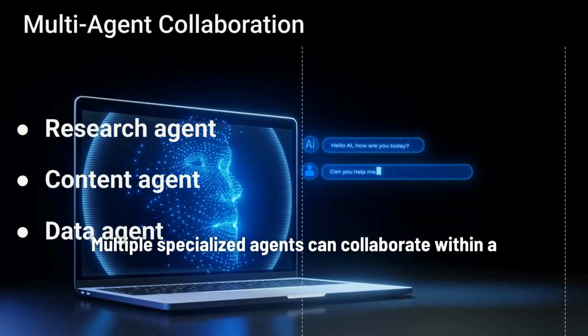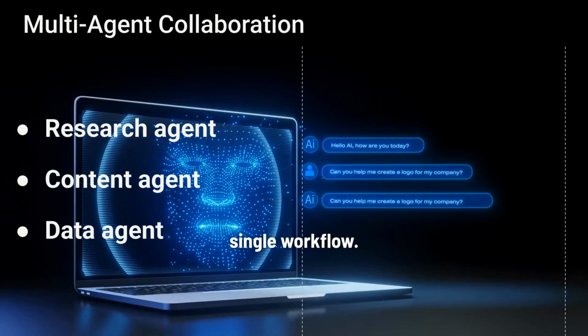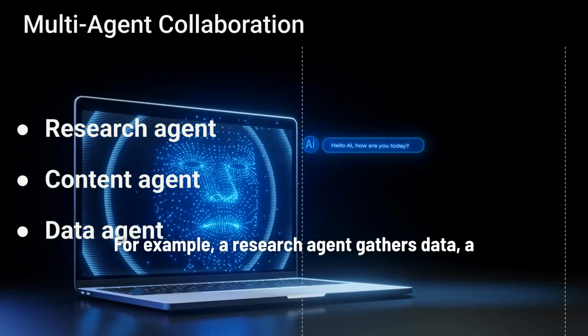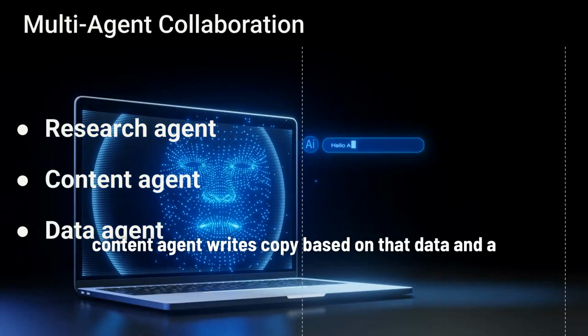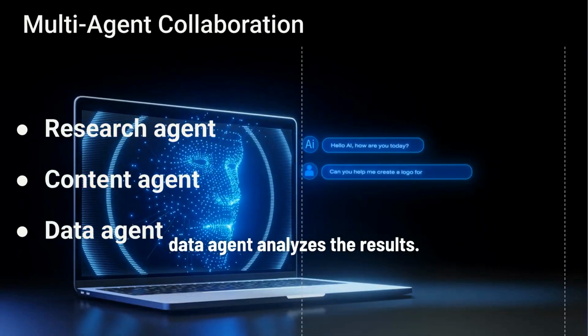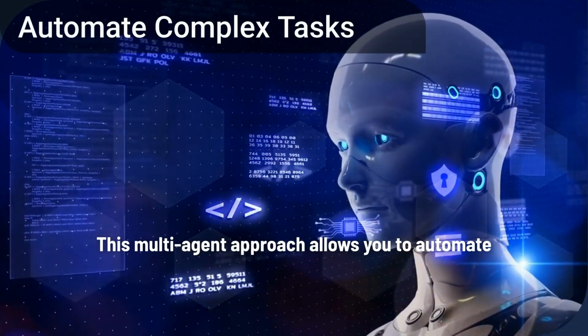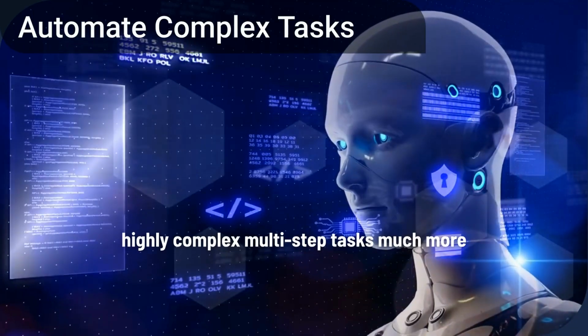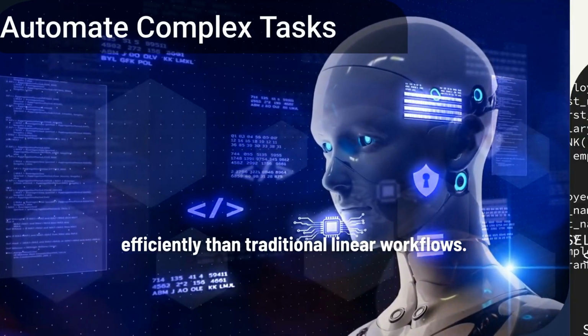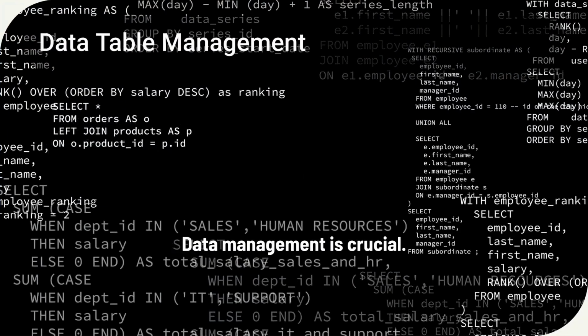Multiple specialized agents can collaborate within a single workflow. For example, a research agent gathers data, a content agent writes copy based on that data, and a data agent analyzes the results. This multi-agent approach allows you to automate highly complex, multi-step tasks much more efficiently than traditional linear workflows.